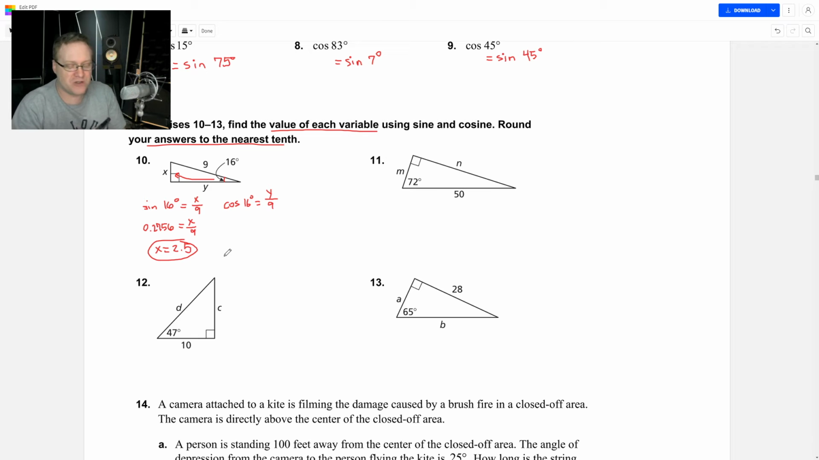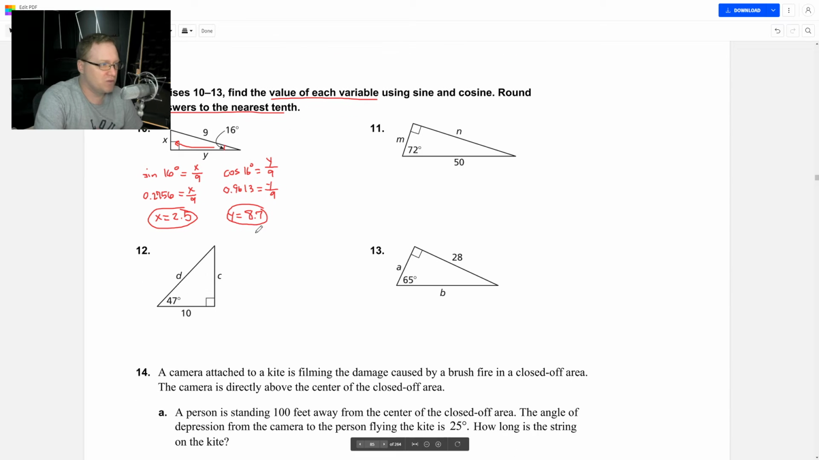So again, you have to use your calculator here. You want to find what is the cosine of 16 degrees. I got 0.9613. And that is going to equal y over 9, which means that y is going to equal 0.9613 times 9, and that equals 8.65..., which means when we round it, it's going to be 8.7. All right, so that's how we do this.